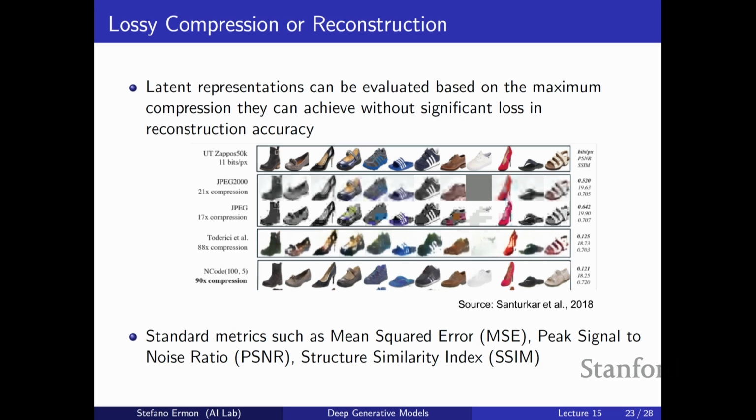It depends on what you want to do with those representations. Do you care about clustering? Do you care about reconstruction quality? So this is one aspect that you might care about if you're trying to compare two different types of representations that you get in generative models.